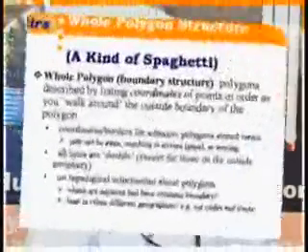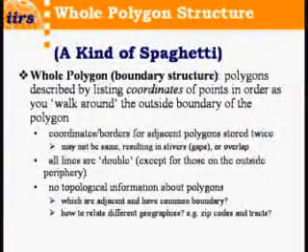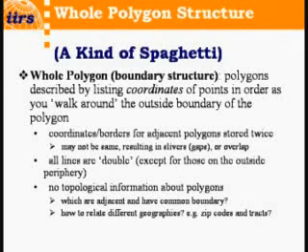Then the whole polygon structure. It is also one of the structures. It is a kind of spaghetti model wherein a polygon is described by listing coordinates of points in order as you walk around the outside boundary of the polygon. So coordinate borders for adjacent polygons are stored twice. Here you have the same problem, and all lines are double except for those on the outside periphery. So there is no topological information stored about the polygons. So what are adjacency and common boundary, how to relate different polygons.